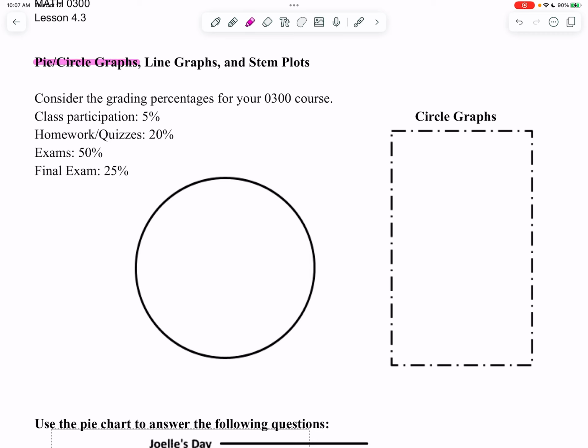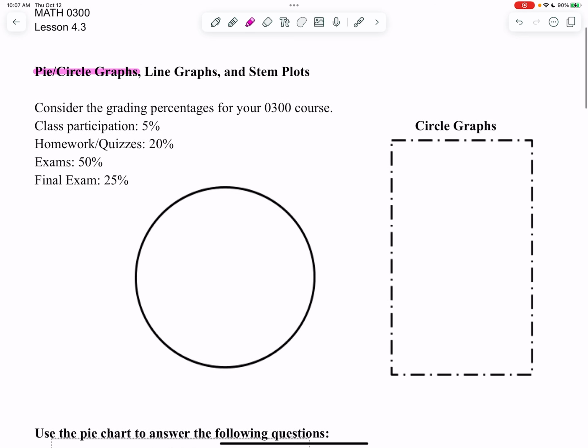So I think we will start by doing this. Let's take a look at the grading percentages for the O300 course. We have class participation that counts as 5% of your grade. We have homework and quizzes that count for 20%. We have exams that count for a whopping 50% of your grade. Pay attention to that, folks. It's important. And your final exam counts for 25% of your grade.